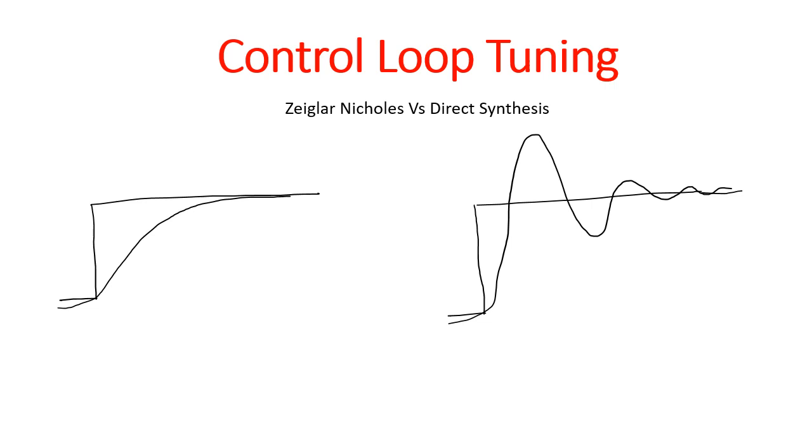So over the past few videos, we have discussed mainly two different control loop tuning techniques. One is Ziegler-Nichols and another is direct synthesis. Now the question that obviously comes to our mind is which tuning technique to use and when, and what are the advantages and disadvantages of these tuning techniques. So let's begin.